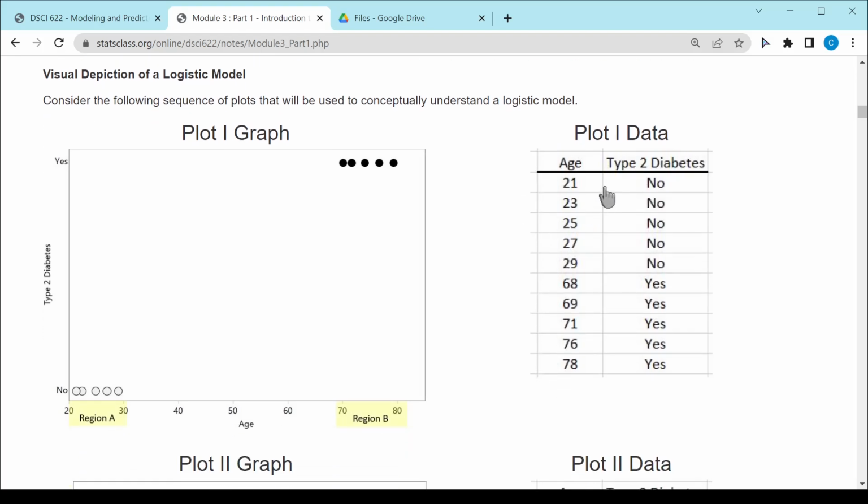Here I have a set of observations. I have the age, and then whether or not they have type 2 diabetes. A plot of this data would look something like I have here on the left, where the y-axis is type 2 diabetes, with no on the bottom and yes on the top, and across the x-axis are the different ages. You can see I have 21, 23, 25, 27, and 29. Looks like there are 5 observations there that do not have diabetes, plotted here. Those that do have diabetes are ages 68, 69, 78, etc., and they're plotted here.